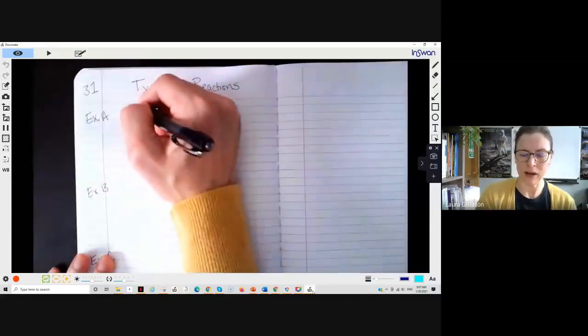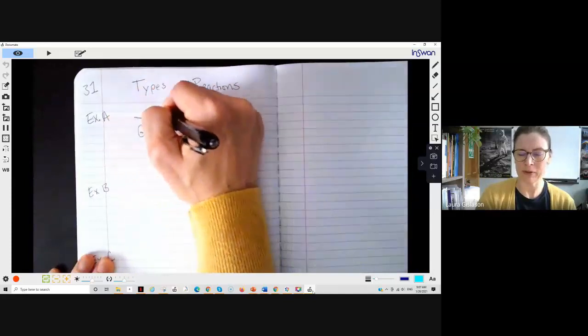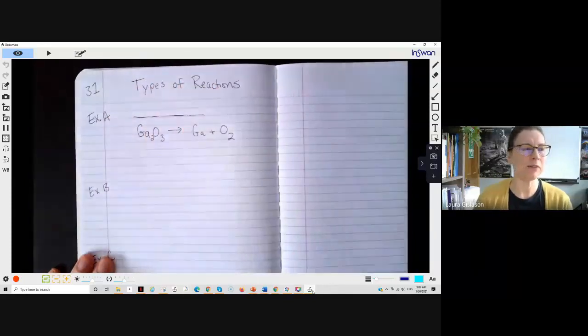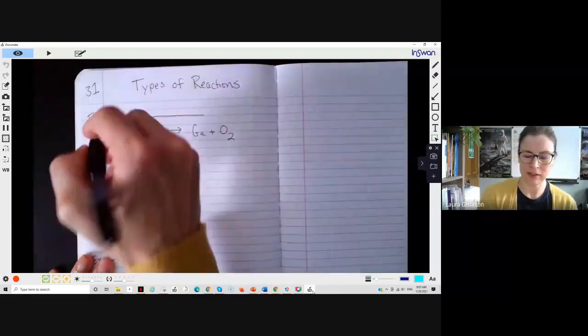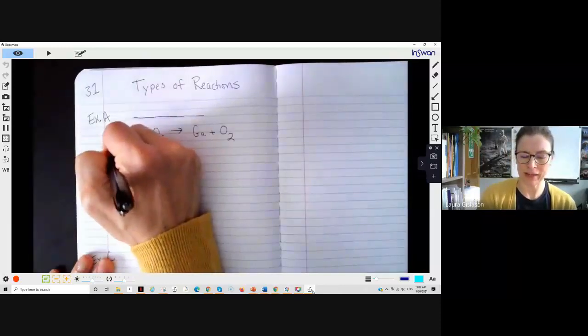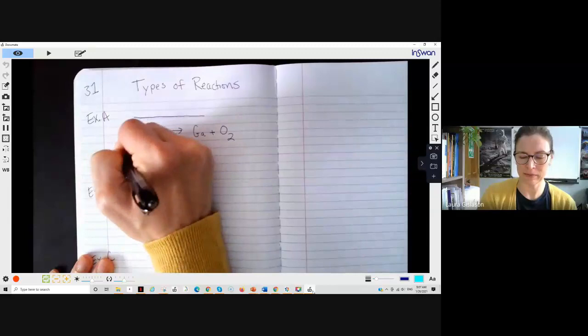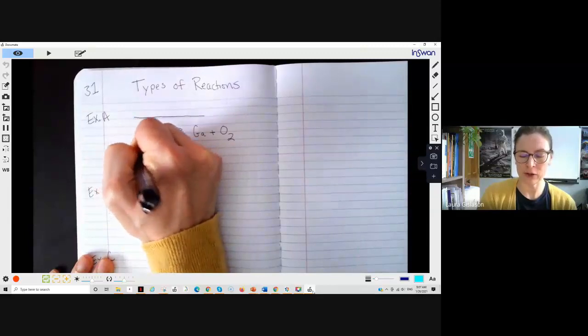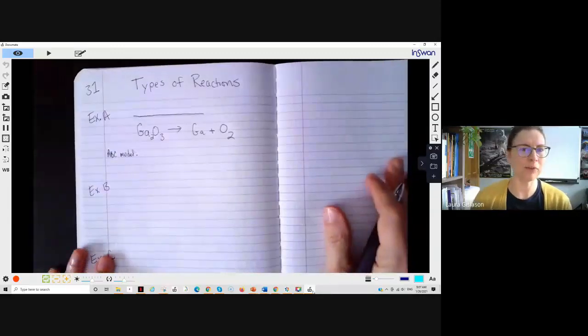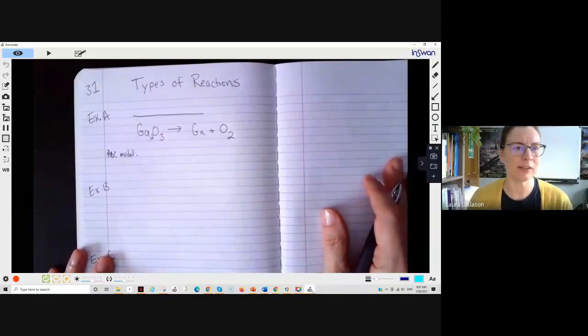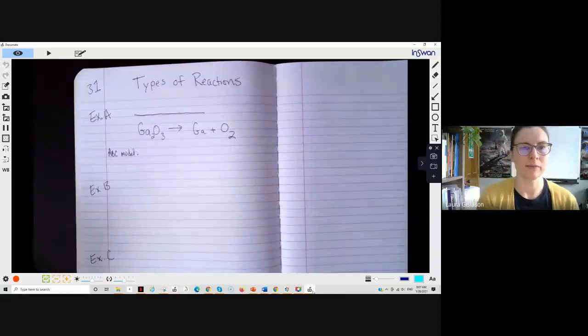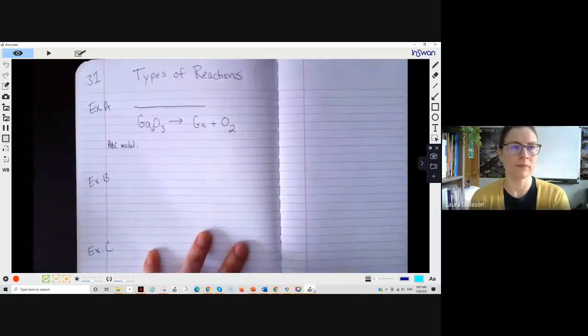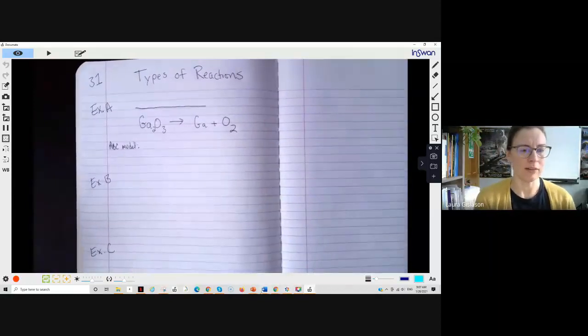Okay, so up here, we're going to label the name of this type of reaction, and below it, we're going to create an ABC model. And if you've already done your notes, you have examples of those ABC models for the different types already. All right, so let's do the first one.